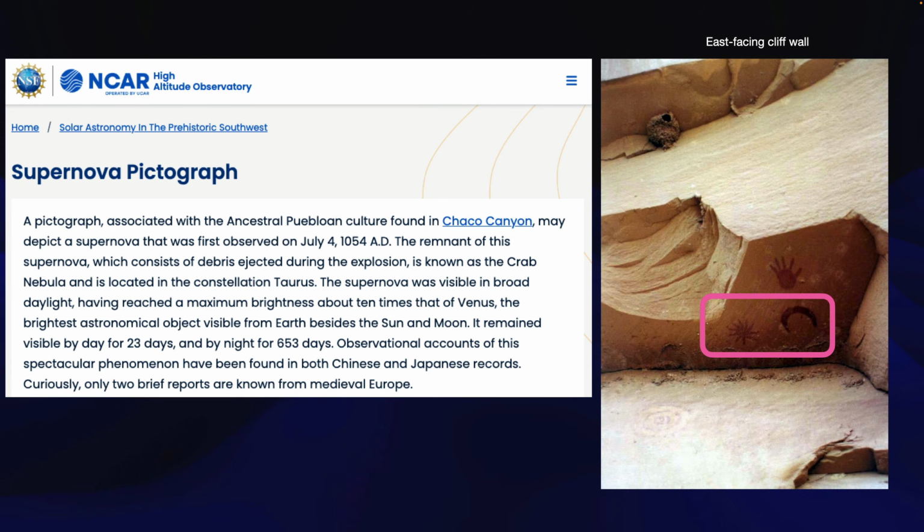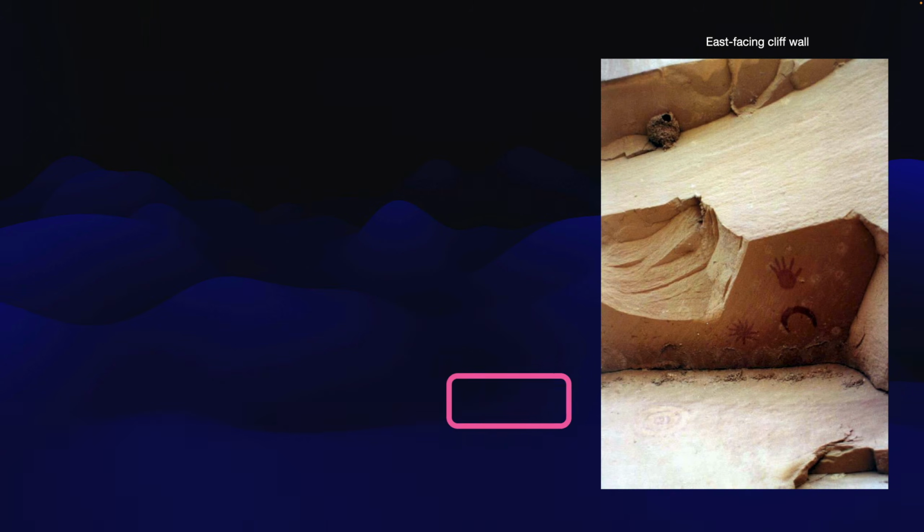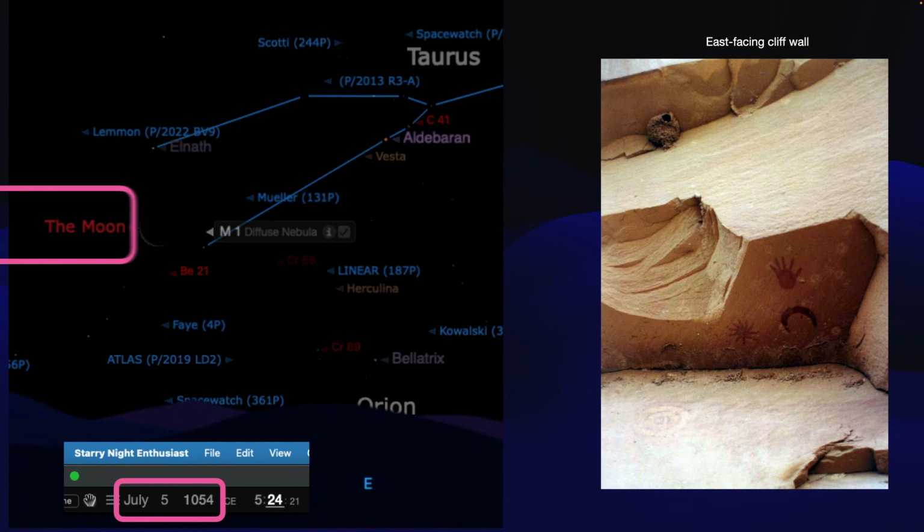Now, the story gets more interesting. There is a cave painting, or more like a cliff painting in Chaco Canyon from the Pueblos. And it quite possibly may be depicting this event. So this cliff faces east. So if you are looking at the cliff, you are facing west and you cannot see the sky. So what you do is you back up against the cliff, right? You back up against the cliff so that you are facing east, and then you can look up.